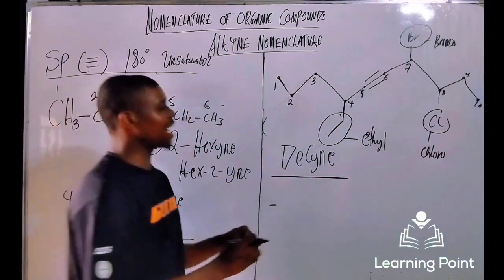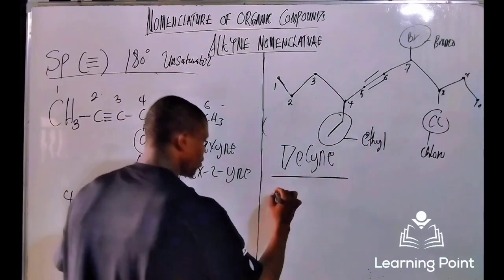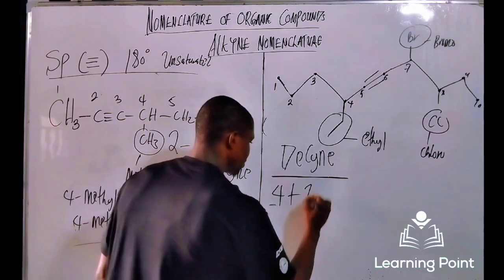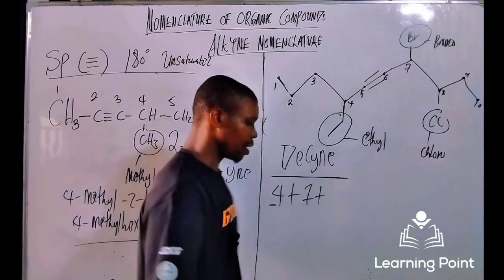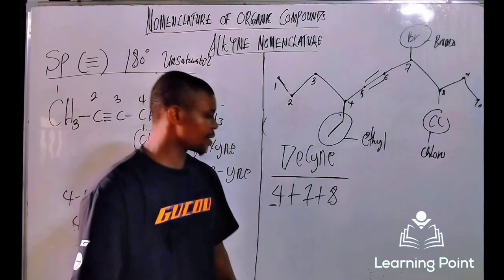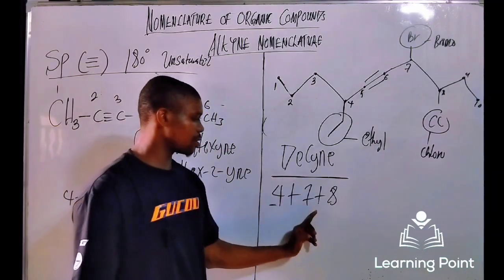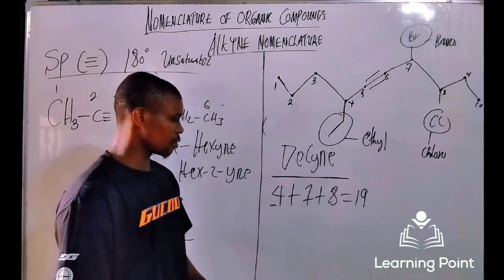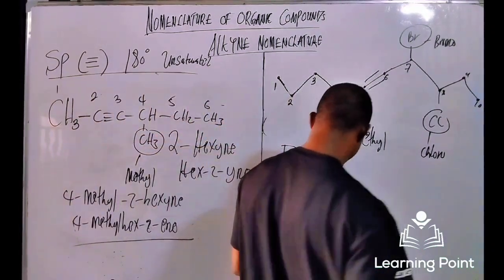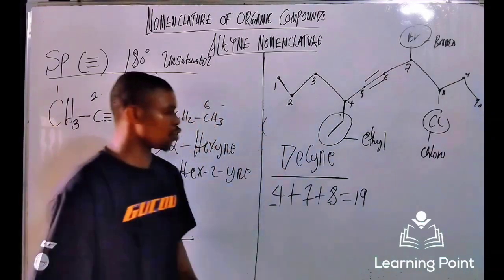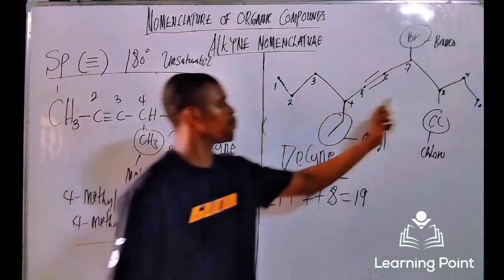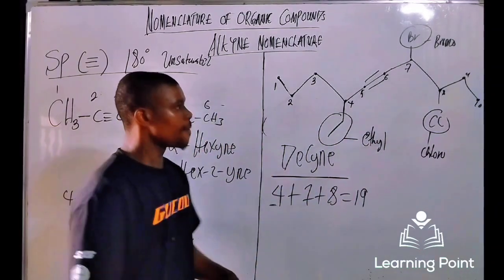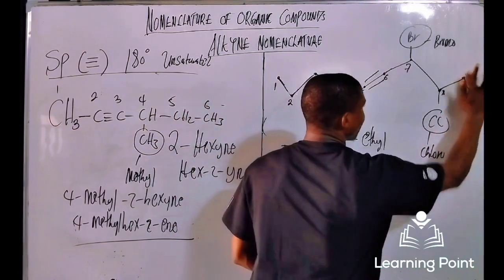Now when I sum the positions: at 4 I have an ethyl, 4 plus 7, I have a bromo here, 7 plus 8, I have a chloro here. When I sum that together, 4 plus 7 plus 8 gives 19. Now, what about if I start from the other side?